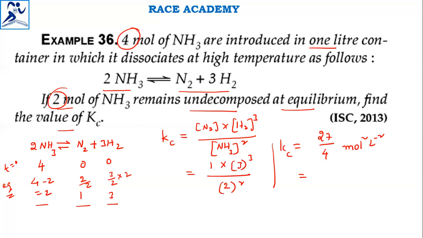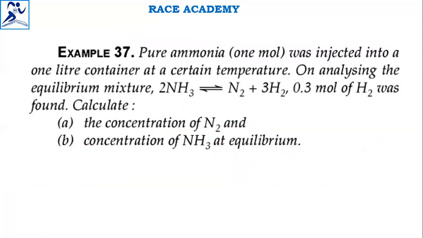We have to get it. And not only that one, exactly, this is 6.75. Its value is 6.75 mole square per liter square. So this is the value of the equilibrium constant with respect to concentration, Kc. That is the problem. Hope you understand. This is example 36. Let us move to the next one.